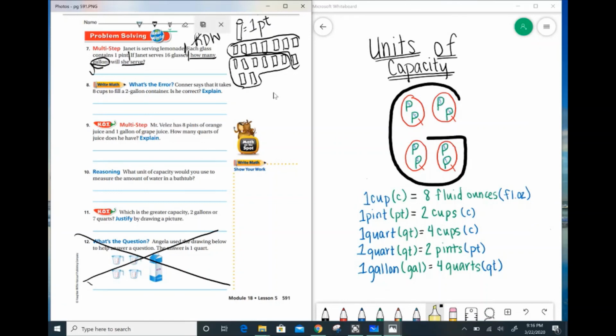So now I'm going to go ahead and write it since I already drew it. So Janet serves 2 gallons of lemonade. You guys are going to go ahead and do 8, 9, 10, and 11 by yourselves.